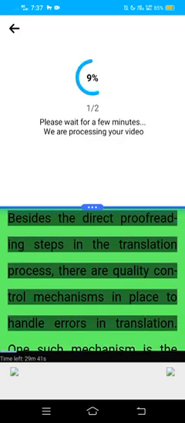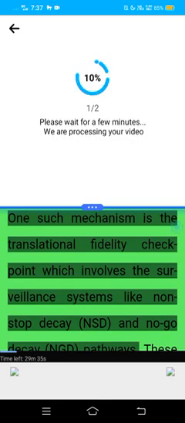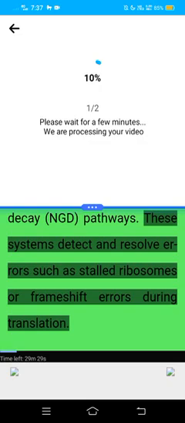Besides the direct proofreading steps in the translation process, there are quality control mechanisms in place to handle errors in translation. One such mechanism is the translational fidelity checkpoint, which involves surveillance systems like non-stop decay (NSD) and no-go decay (NGD) pathways. These systems detect and resolve errors such as stalled ribosomes or frameshift errors during translation.